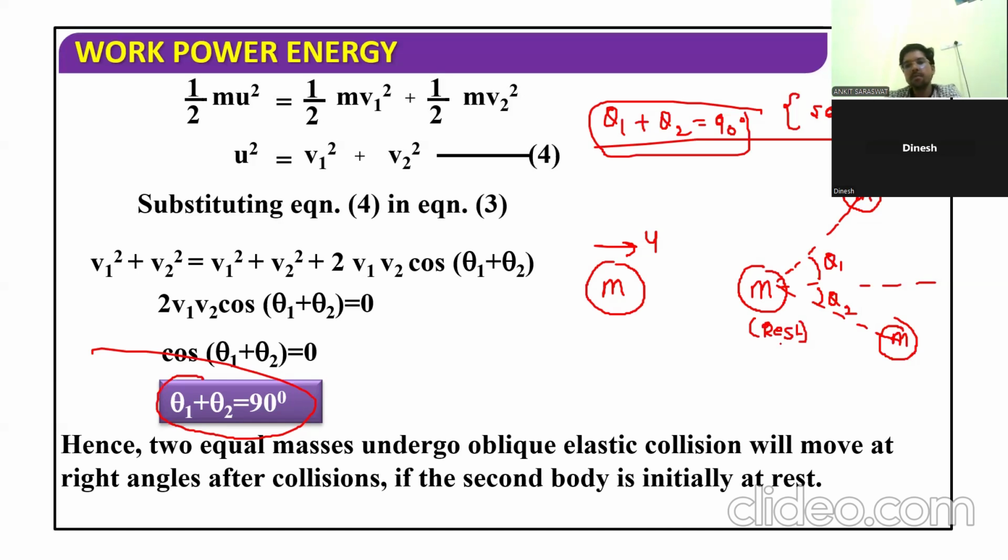But the collision must be elastic. I'm saying, if two objects collide obliquely, and one object is at rest, and both objects have the same mass, then after collision the angle between them will be 90 degrees. Theta 1 plus theta 2 will be 90 degrees. For example, this is colliding with this, and after collision they will move like this, at 90 degrees. Clear?